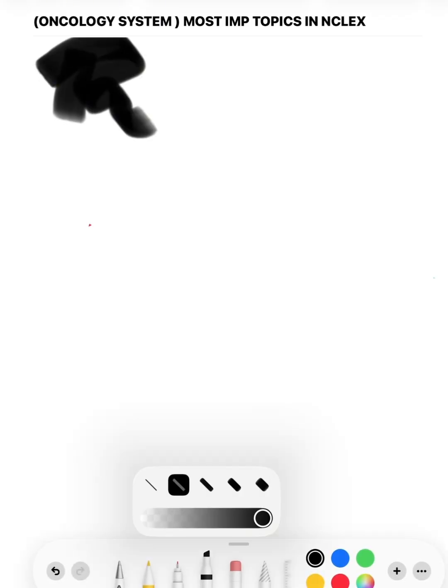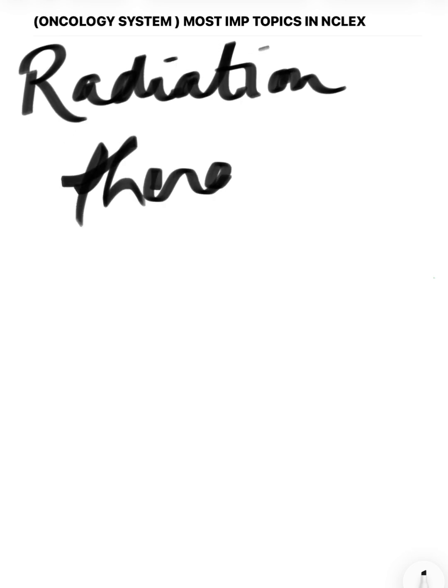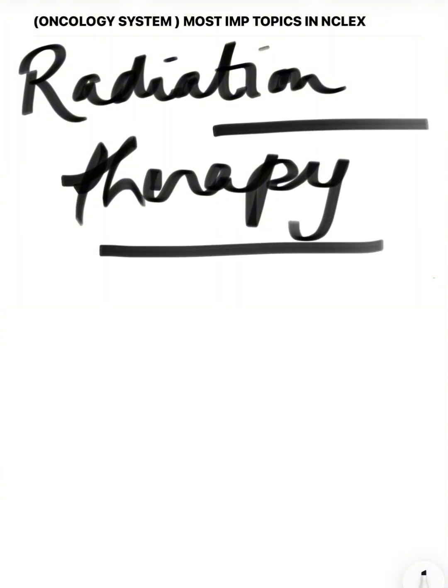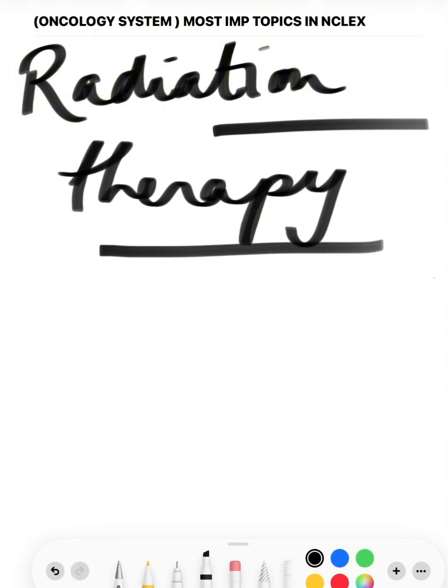So here we start the next topic. This is the most important topic in NCLEX, that is radiation therapy. It is given in combination with chemotherapy. The next topic is radiation therapy. Radiation therapy has two types.